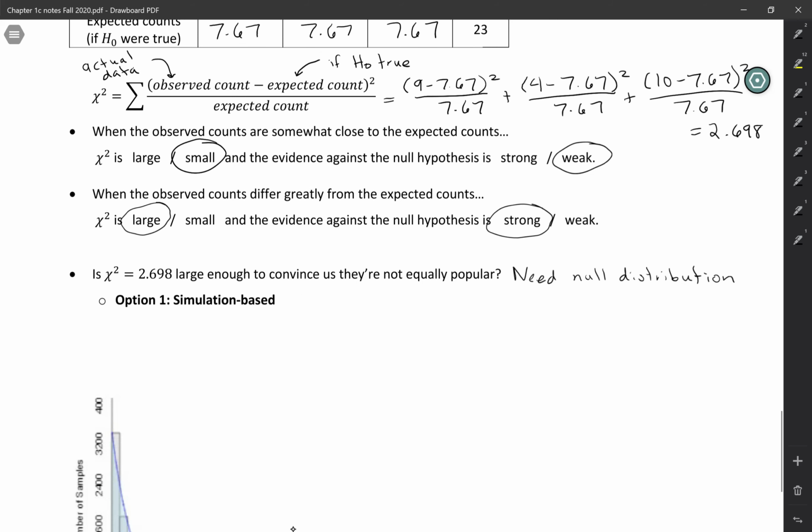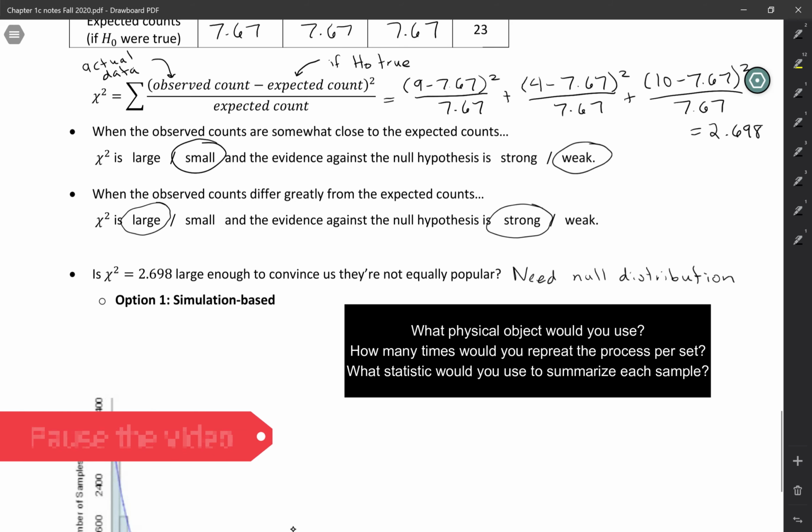So pause the video here for a second and think about how you could use a simulation to find the null distribution. So think about what kind of physical object you would use, how many times you would repeat the process, and what statistic you would calculate each time.